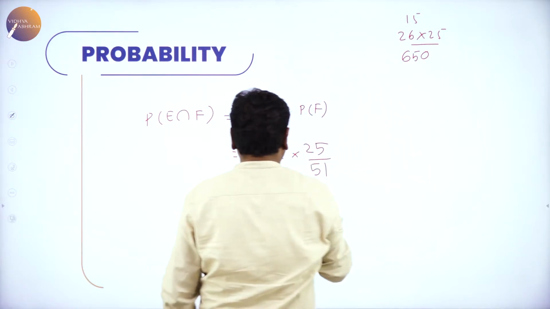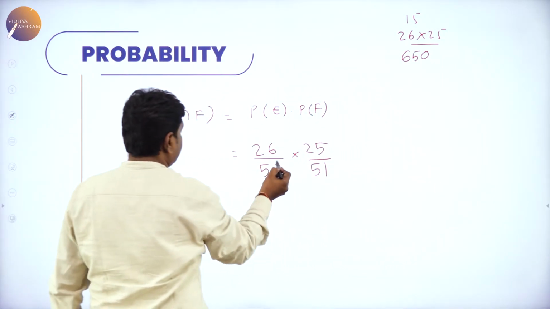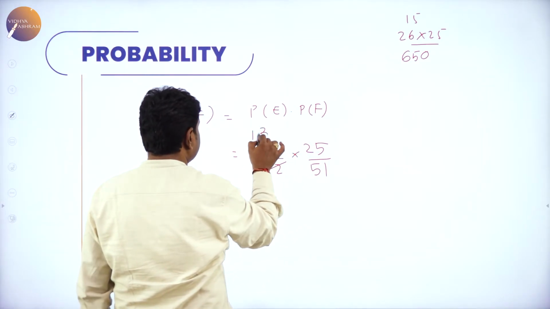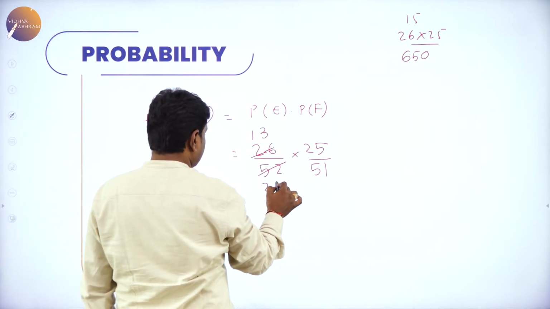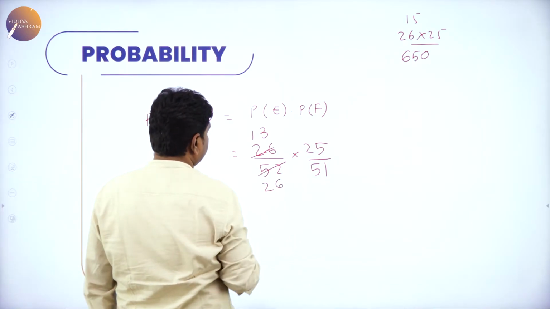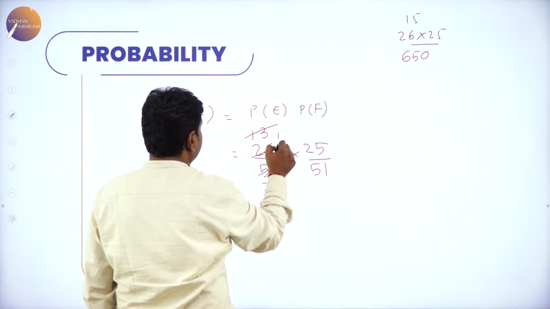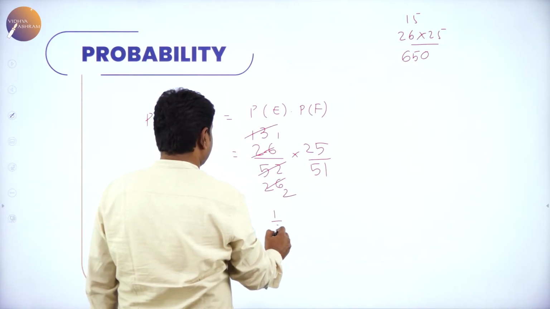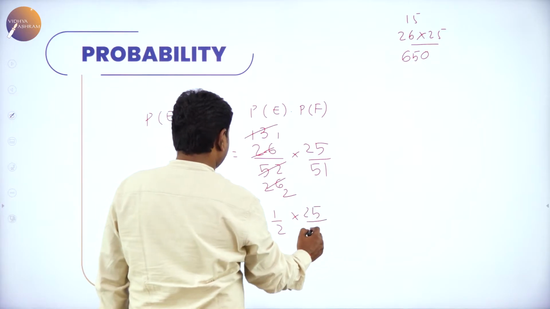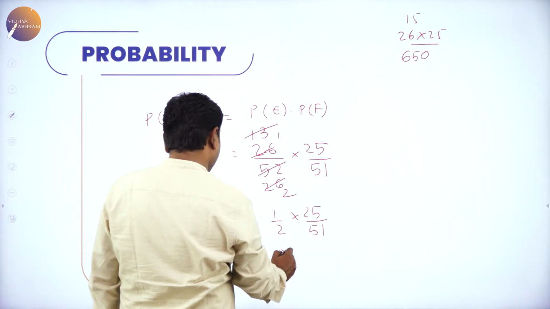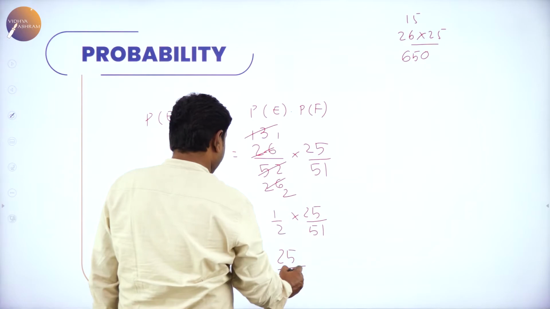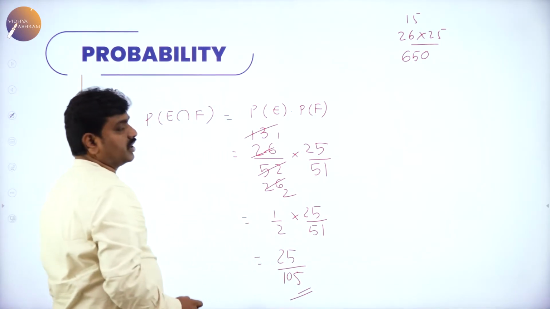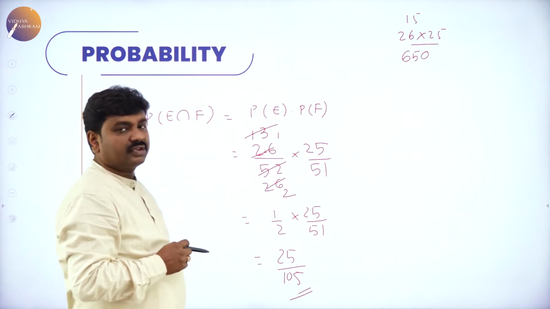Sorry, first can we divide? Yes. So first let us divide this. 26 divided by 52: 13 1s are 13, 13 2s are 26, so it is 1 by 2. Into 25 by 51, which is not divisible, so the numerator 25 stays as it is. 5 1s are 5, 5 2s are 10, so 25 by 105.